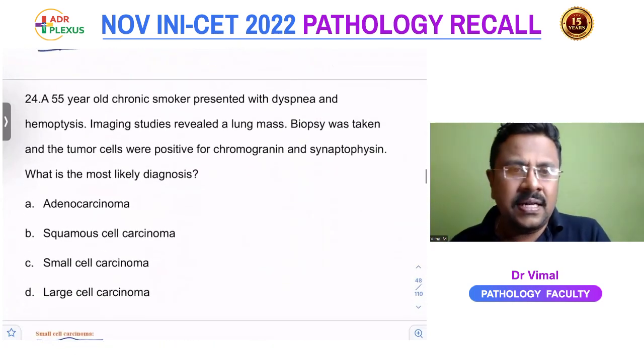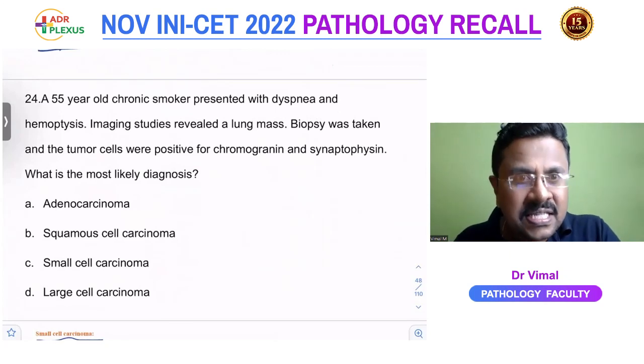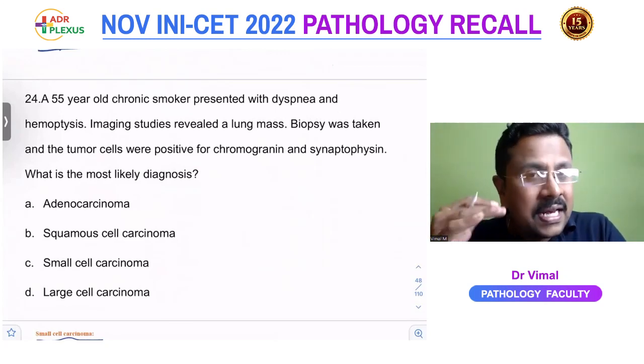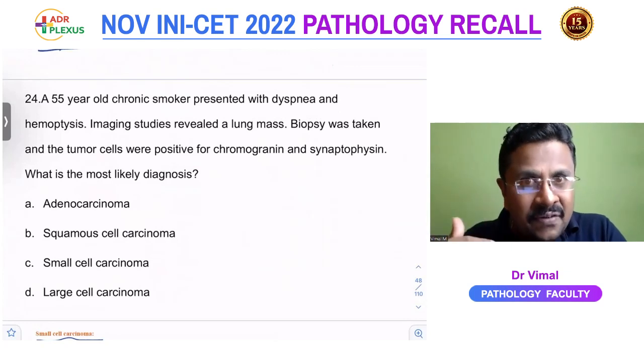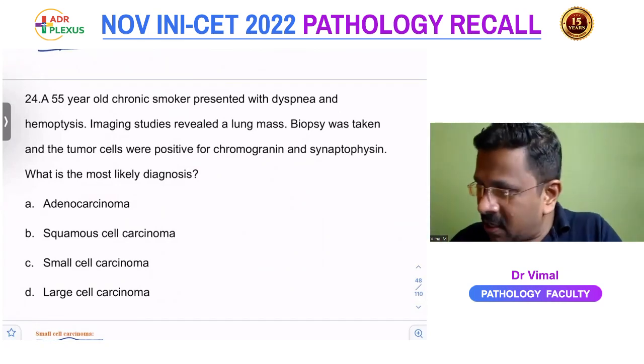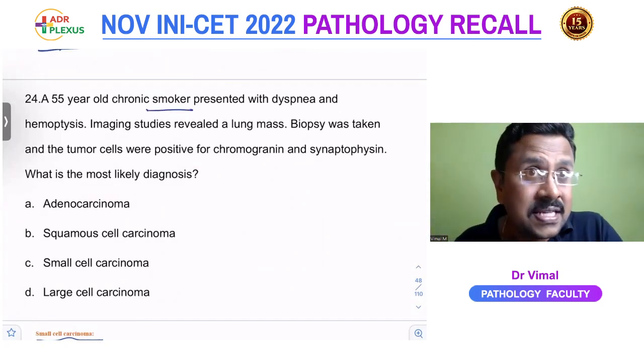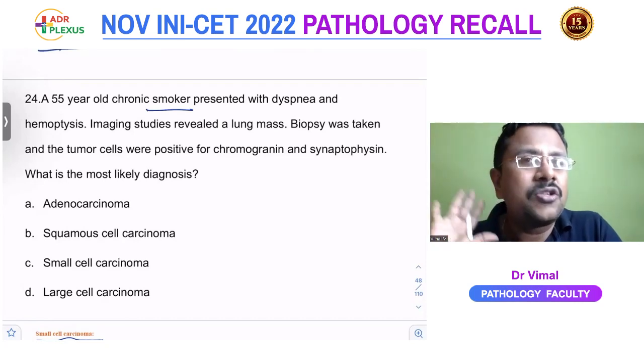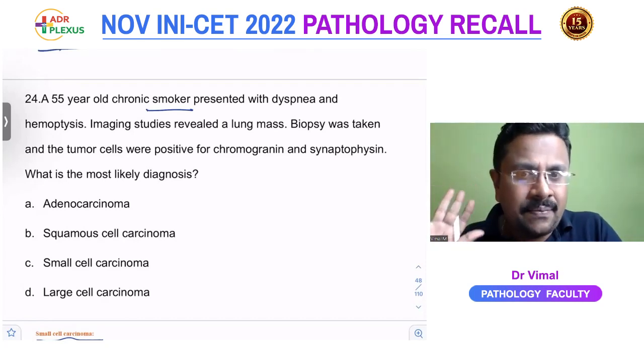The next question is: a 55-year-old chronic smoker presented with dyspnea and hemoptysis. I told you, from lung cancer itself, they have given you the IHC marker and they are asking you the diagnosis. Yes. So here they have given you the history of a chronic smoker. So which is the cancer that is strongly, highly associated with smoking? Just have it in your mind.